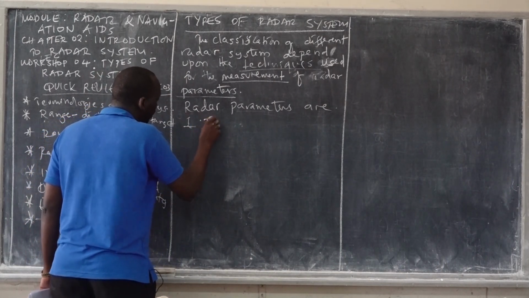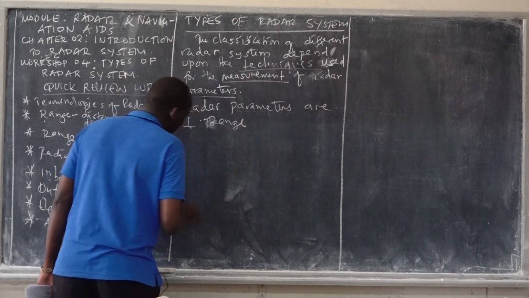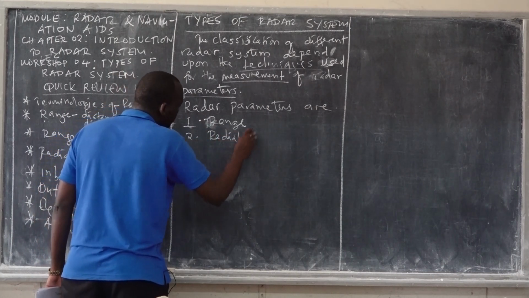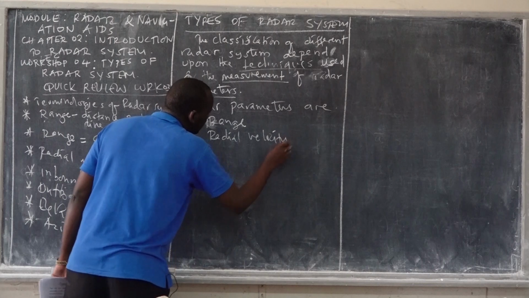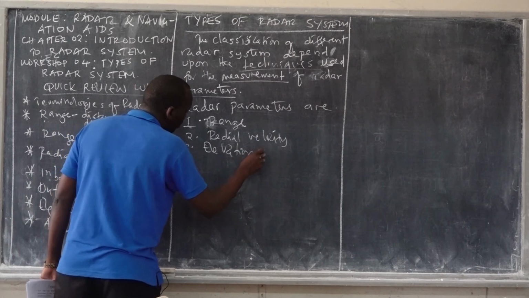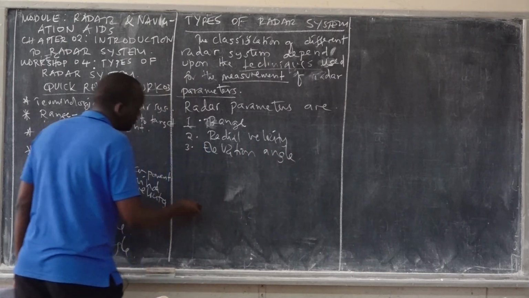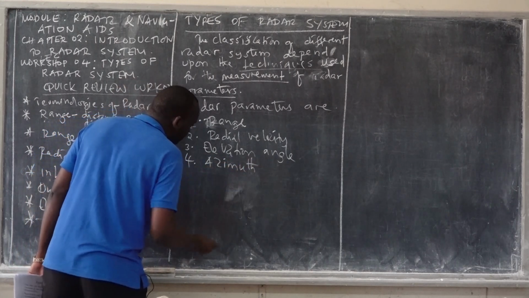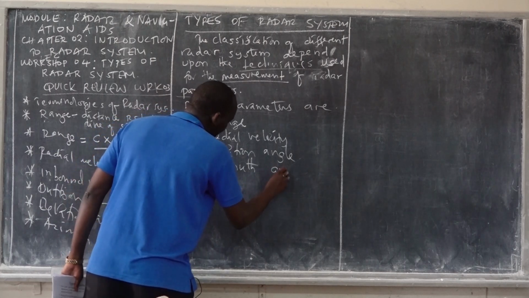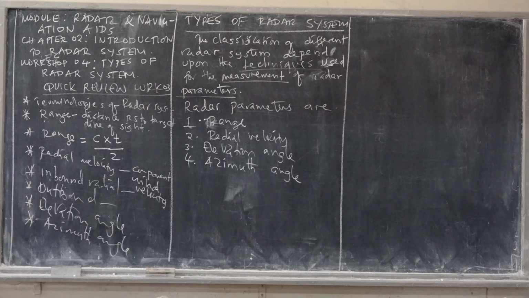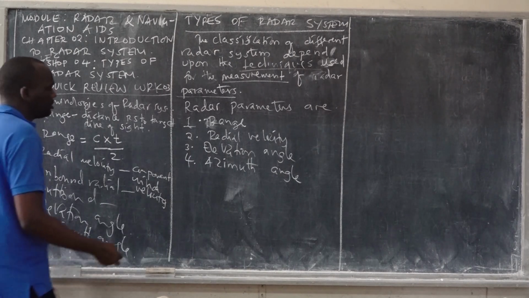This is one of the important radar parameters. The second one we call radial velocity. Then the third one is elevation angle. And the fourth radar parameter is azimuth angle. These are the four main radar parameters.